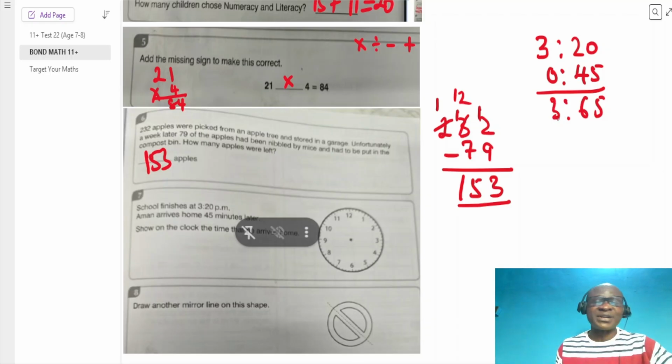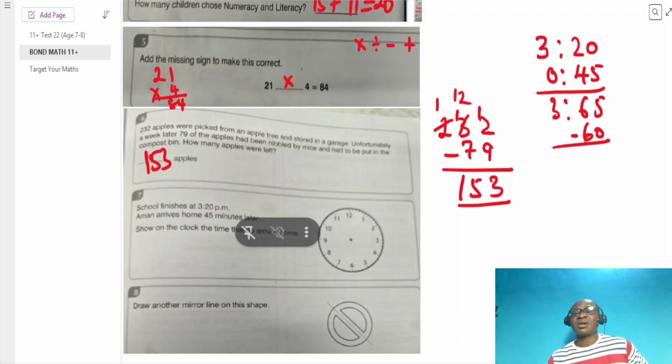What will I do next? I will subtract 60. 65 take away 60. And when you take away that 60, you put it on 3. That will become 4. Do you agree? Yes, because then 65 isn't on the time. Yes, you now write 05, isn't it? Yeah. So the man came back home at what time? 4:05.